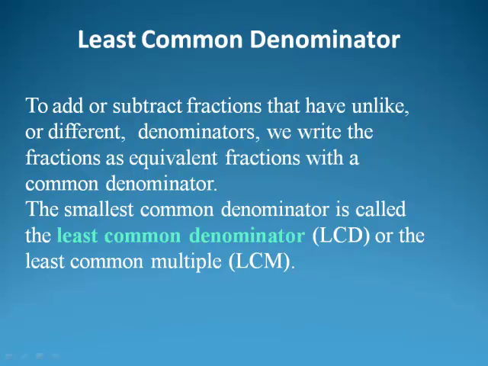All right, least common denominator. This is going to apply for situations where you don't have common or like fractions, no common denominator. To add or subtract fractions that have unlike or different denominators, we write the fractions as equivalent fractions, which we talked about earlier in the video, with a common denominator. The smallest common denominator is called the least common denominator, or the LCD, or we're going to use the least common multiple, LCM, to find the least common denominator.